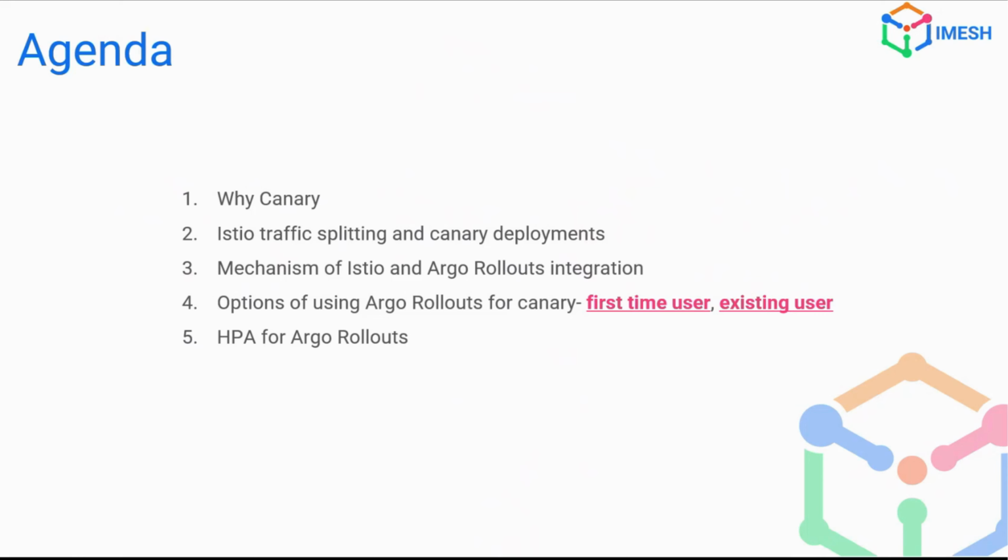Then we'll be discussing the mechanism of Istio and the integration, mainly Istio and Argo Rollouts, how to integrate them and how to make use of both. Then we'll be seeing what options we have in Argo Rollouts, what things we can do with that. And at the end, we'll be seeing HPA, the Horizontal Pod Autoscaler, for Argo Rollouts. We'll be touching a very minimal part of it. And in the future, we'll be covering more on how we can handle that based on the metrics.